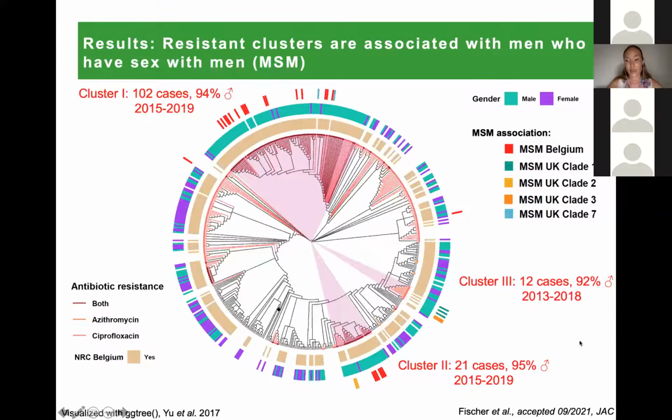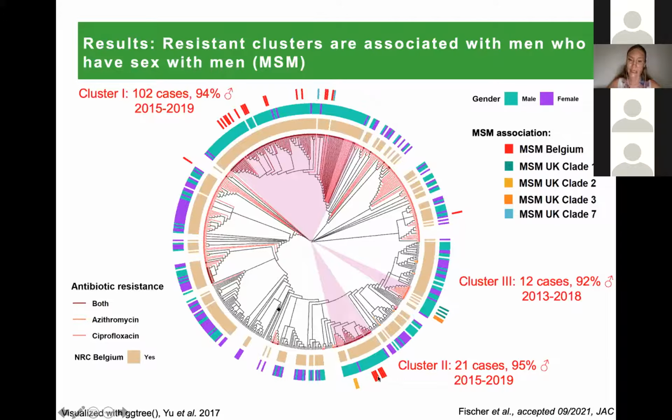And as I mentioned to you before, resistance in Shigella sonnei has recently been associated with MSM. So we also tried to obtain this information in Belgium. You can see here color-coded in red male cases who identified as MSM, as obtained through interviews of the cases. For example, here in cluster 1, many of the men identified as MSM. And furthermore, we had 2 samples coming from the UK, which previously were identified as MSM, which were closely related to the Belgian isolates. The same is true for cluster 2.